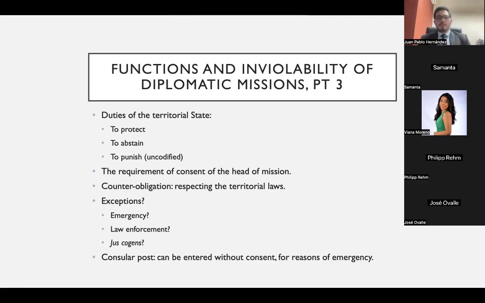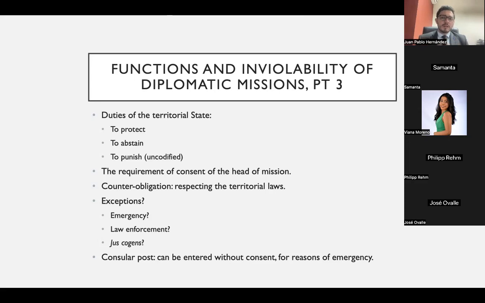And the answer appears to be that there isn't any. There isn't any exception, because the Vienna Convention on Diplomatic Relations doesn't contemplate a right to enter the mission and its premises without the consent of the head of the mission in cases of emergency. It also doesn't allow the state, or the territorial state, to exercise law enforcement functions within the premises of the mission.